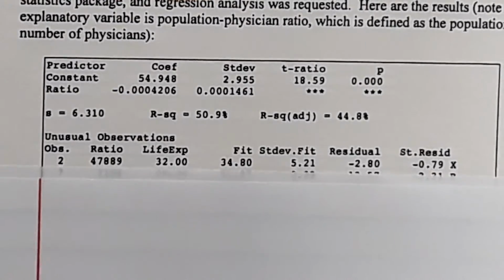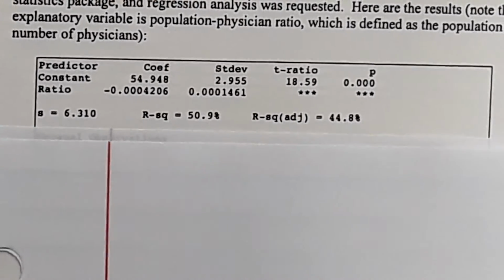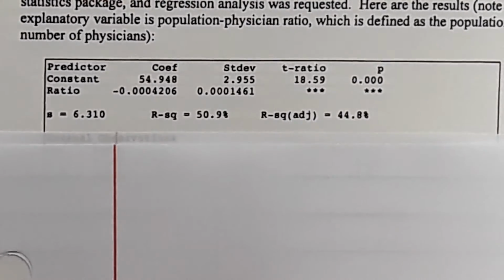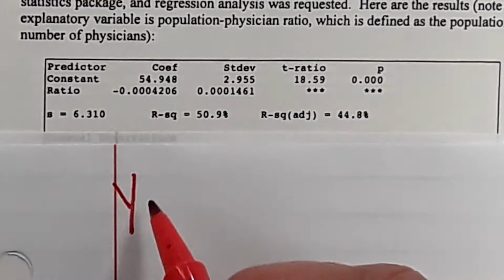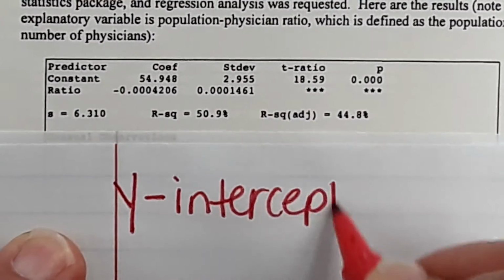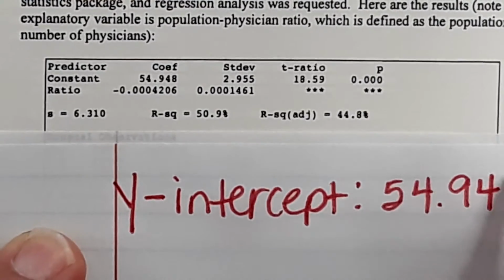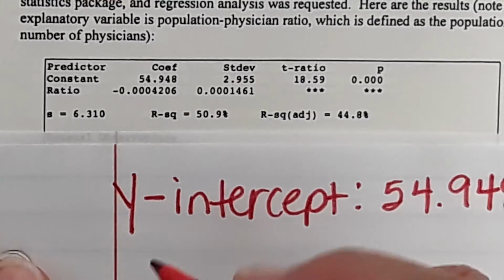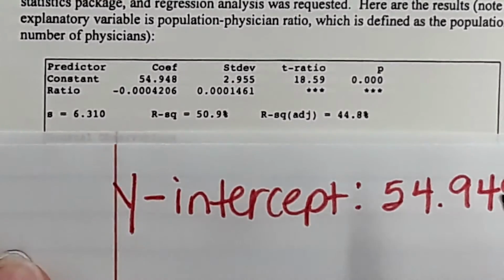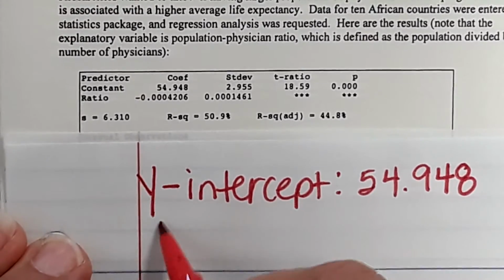So the proportions of physicians in developing African countries is associated with higher average life expectancies. First of all, let's just talk about what is my y-intercept. 54.948. Okay, so the y-intercept is 54.948. And then what is the ratio? What does the ratio mean? Yeah, so the ratio is our slope.